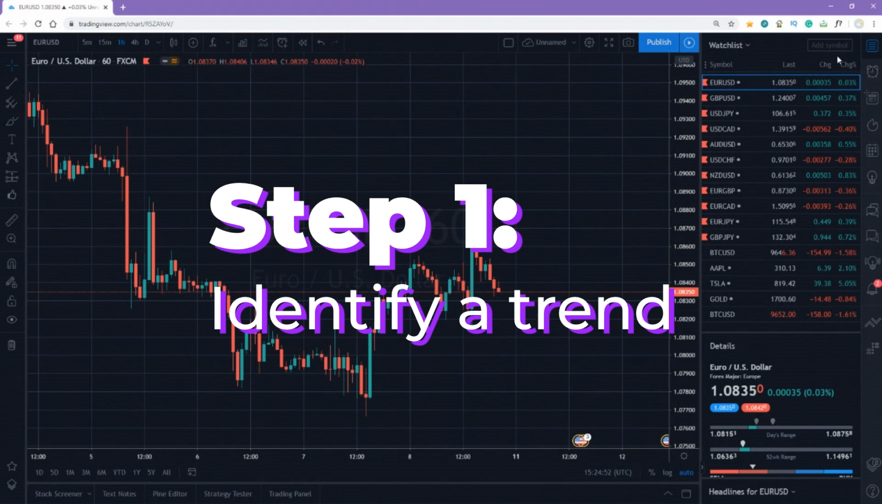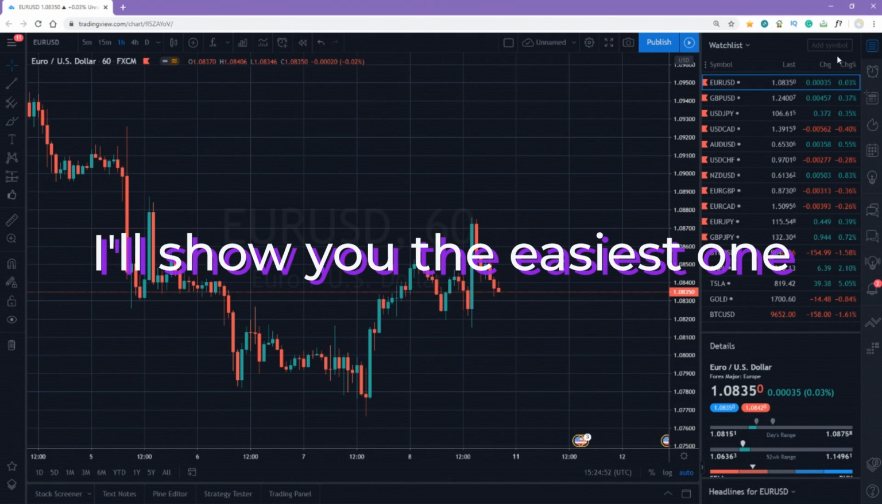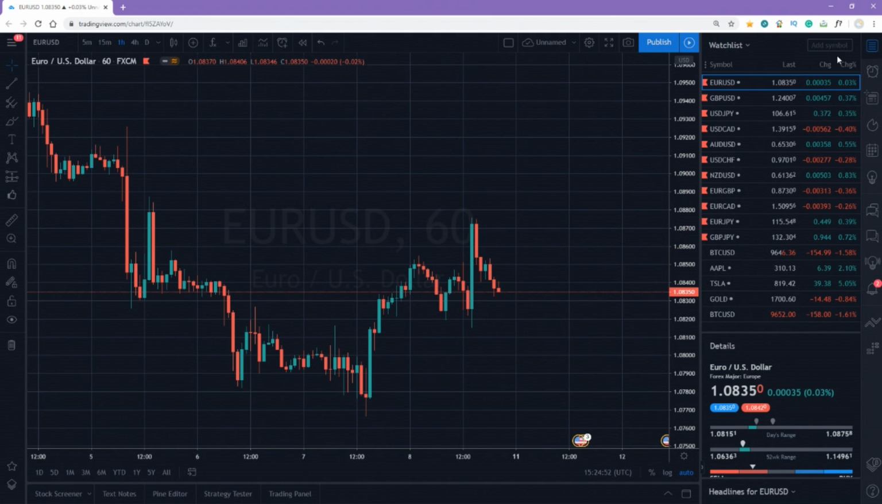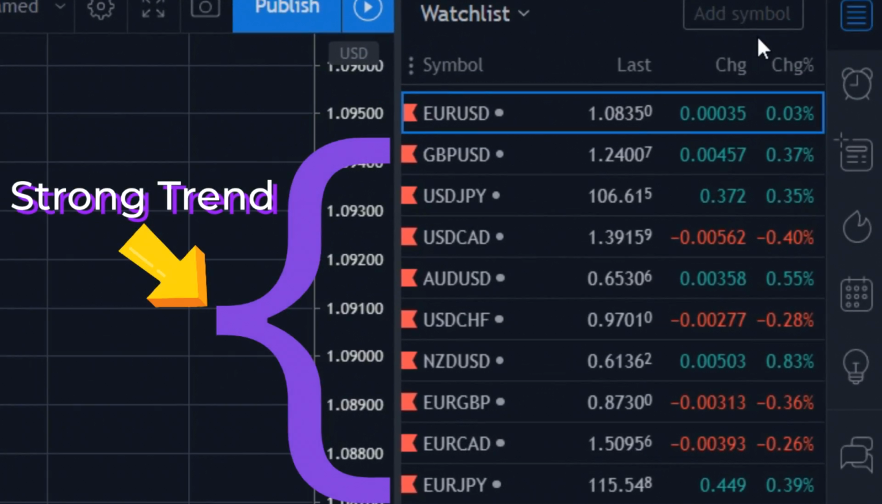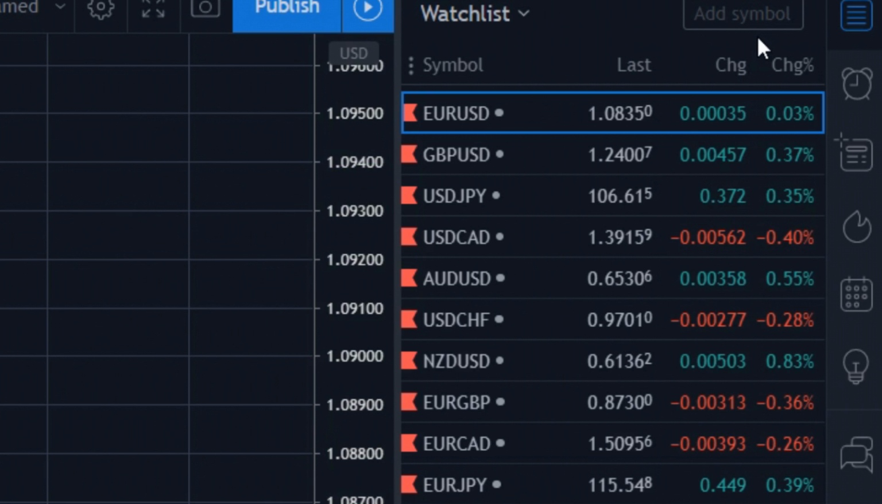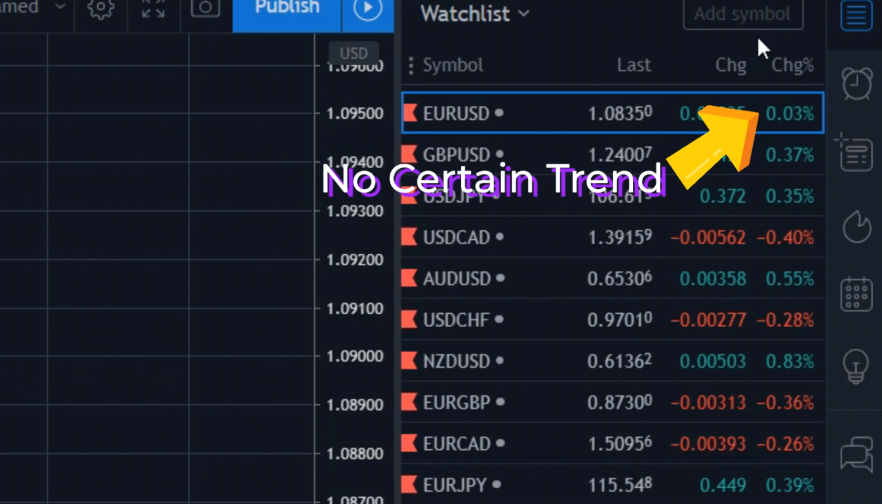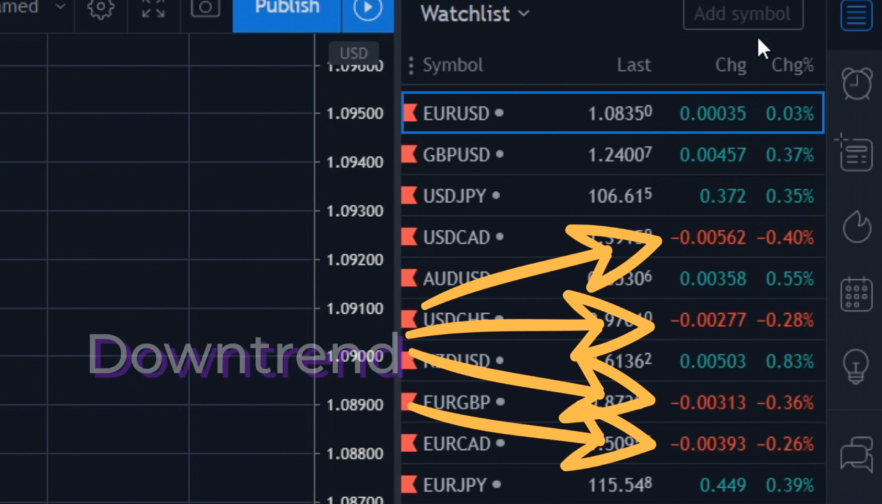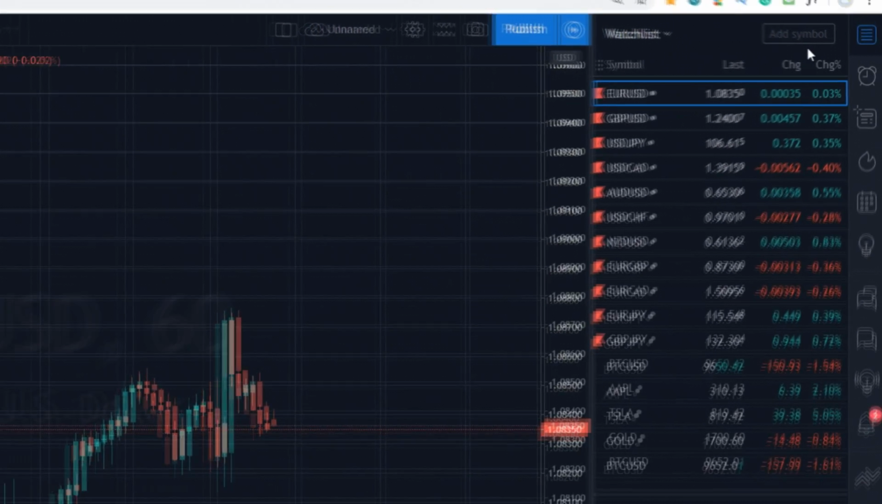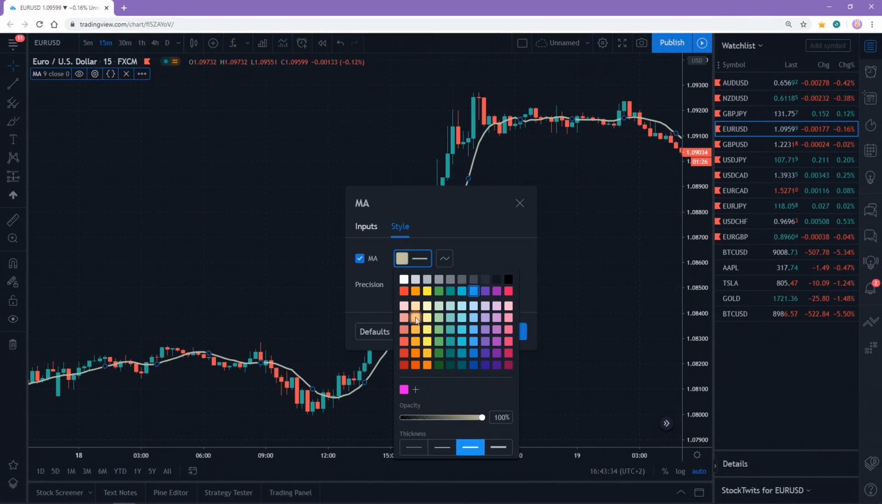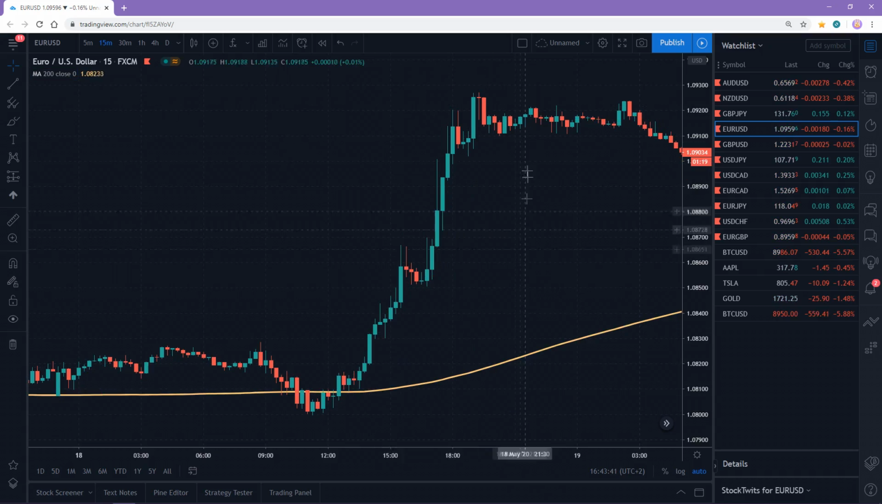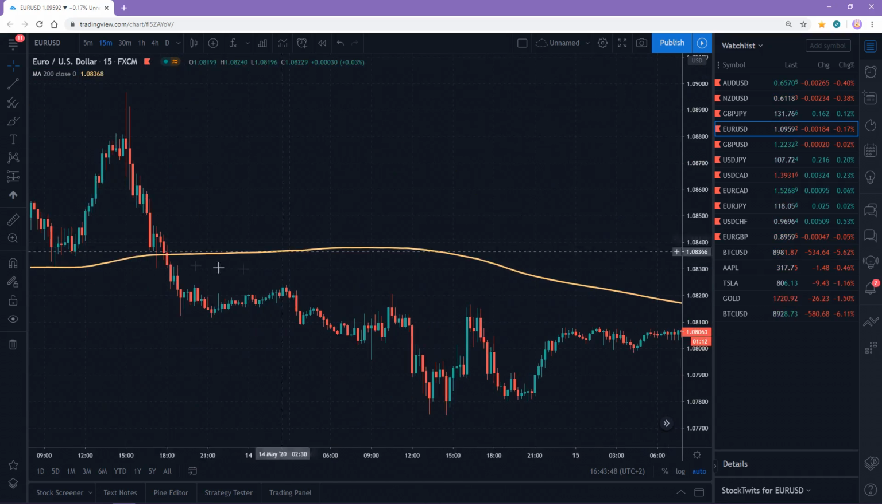Identify a trend. There are several ways to do it. I'll show you the easiest one. Go to TradingView and pay attention to the price change. If it's above 0.25%, it indicates a strong trend. The higher the ratio is, the stronger a trend is. If it's green, it shows that there is an uptrend. If it's red, it obviously indicates that there is a downtrend at this moment. Additionally, you can add a 200-day moving average. If the price is above the MA, it indicates an uptrend, and vice versa.